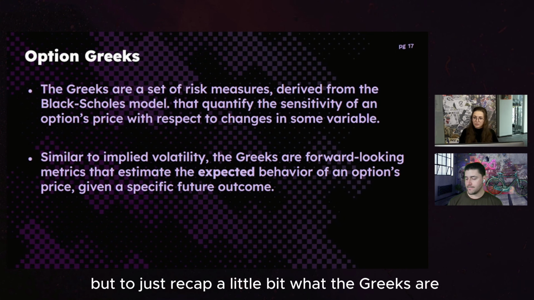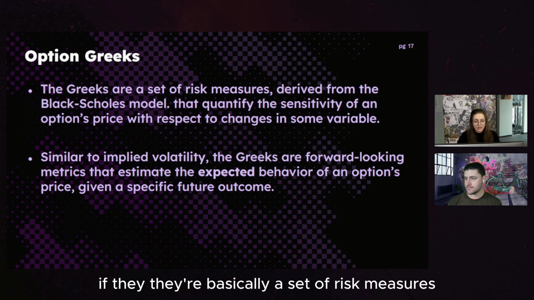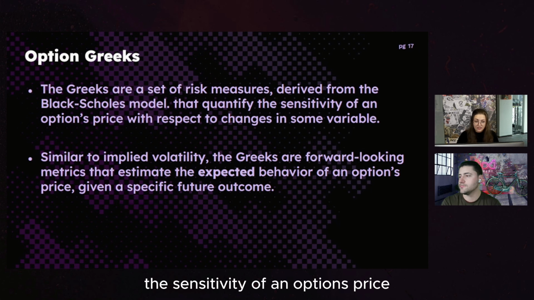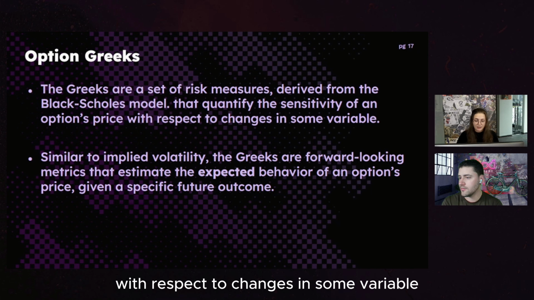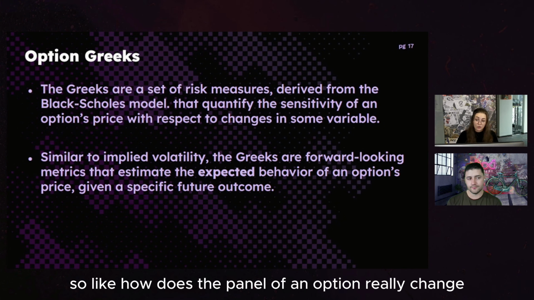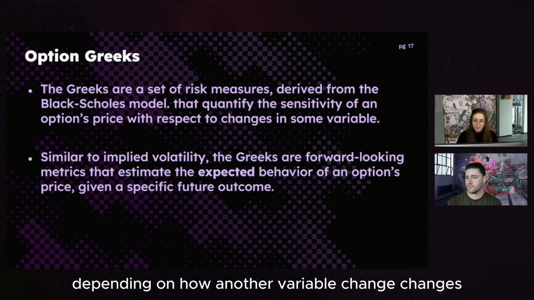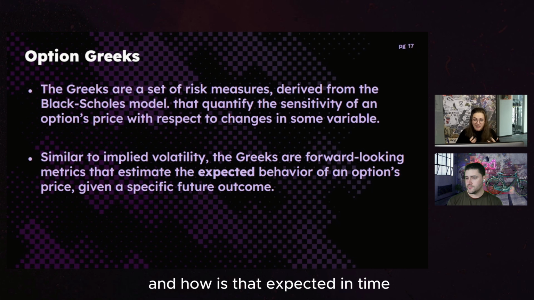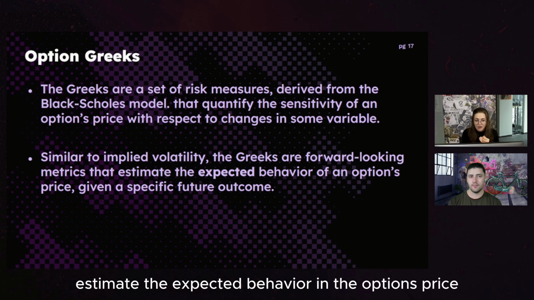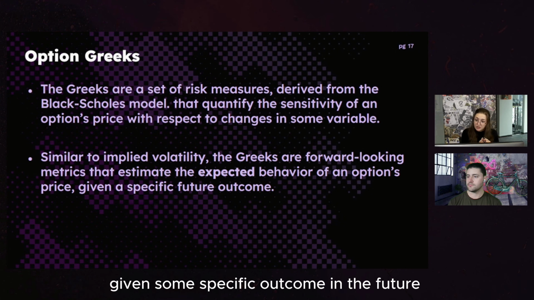But to just recap a little bit what the Greeks are, they're basically a set of risk measures, and those are derived from the Black-Scholes model. What they try to do is quantify the sensitivity of an option's price with respect to changes in some variable. So how does the P&L of an option really change depending on how another variable changes, and how is that expected in time? This is a forward-looking metric, similar to implied volatility. It's trying to estimate the expected behavior in the option's price given some specific outcome in the future.